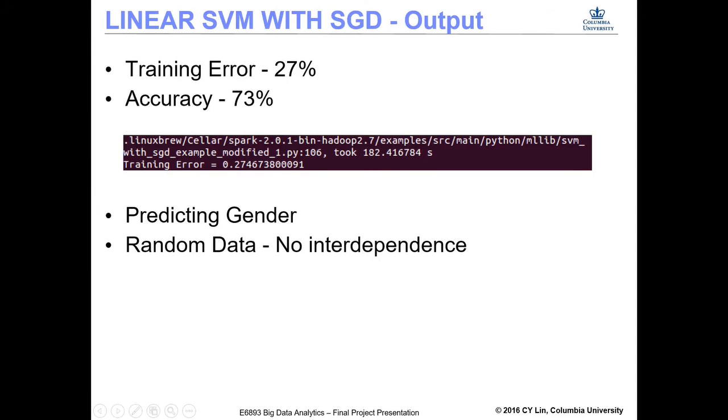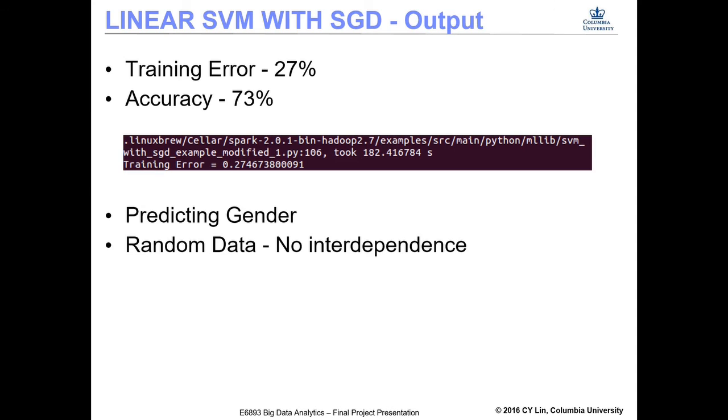So we find that the training error is approximately 27%. So the accuracy can be determined as 73%. Now, as I told earlier, we are predicting the gender. You might see that the male gender classification would be around 70-75%, so you see the accuracy analogous to that number.